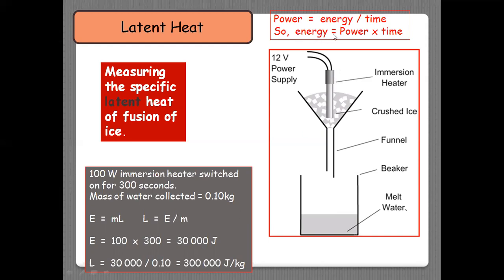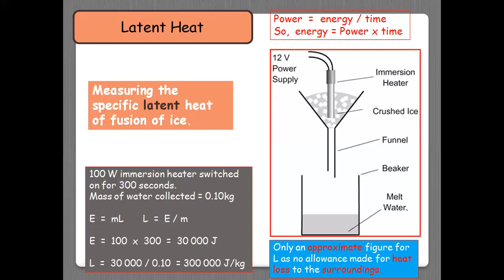As I said, we have to use this equation to measure the energy, which is equal to power times time. Then L will be equal to this amount, 30,000 over 0.10. So the latent heat will be equal to 300,000 joules per kilogram. To melt 1 kilogram of ice, we need this amount of energy, which is 300,000 joules. So this is the summary of the experiment we need to learn about.